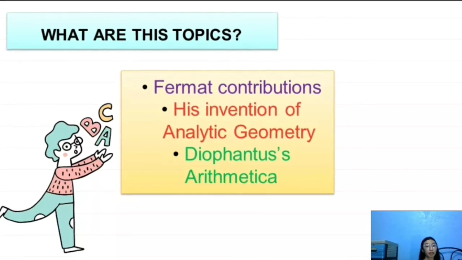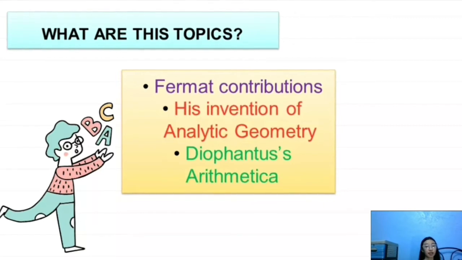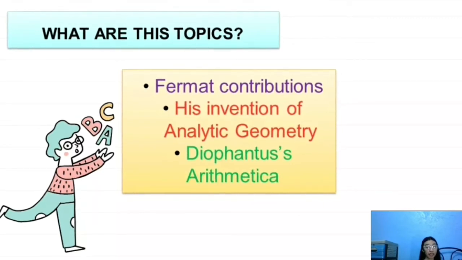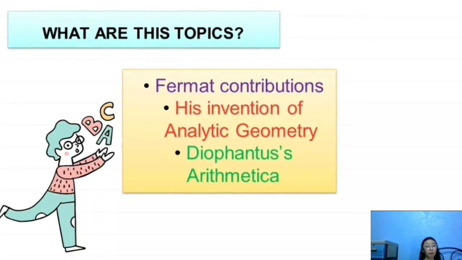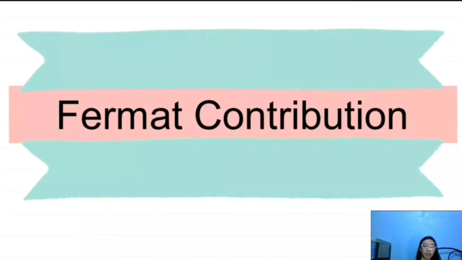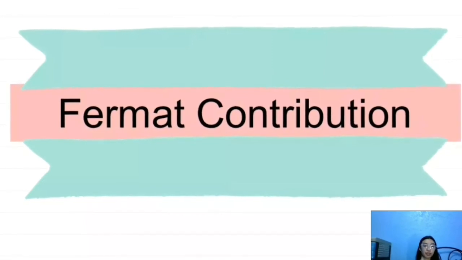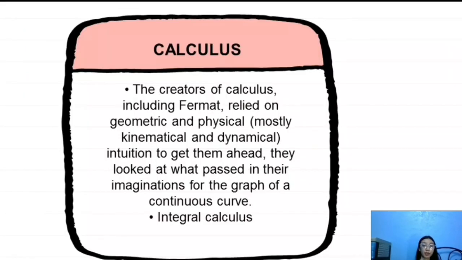So, what are the topics? First, Fermat's contributions. Second, his invention of analytic geometry. Third, the Diophantus Arithmetica. Let's proceed to Fermat's contributions. The first contribution is calculus.